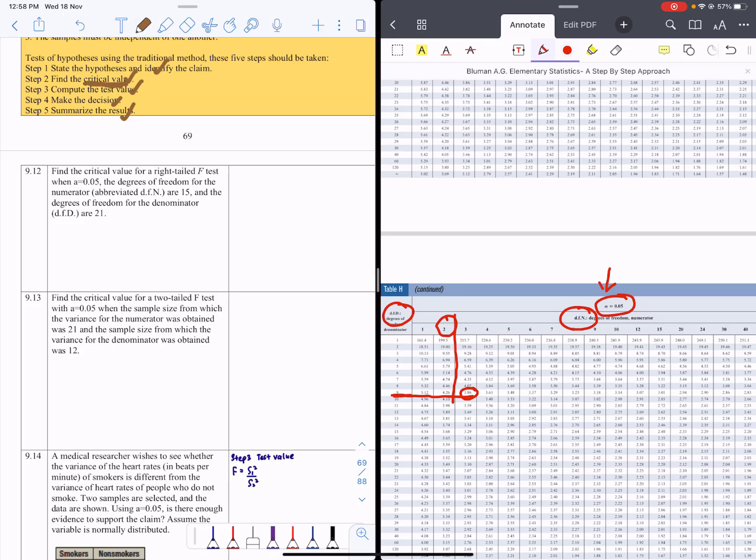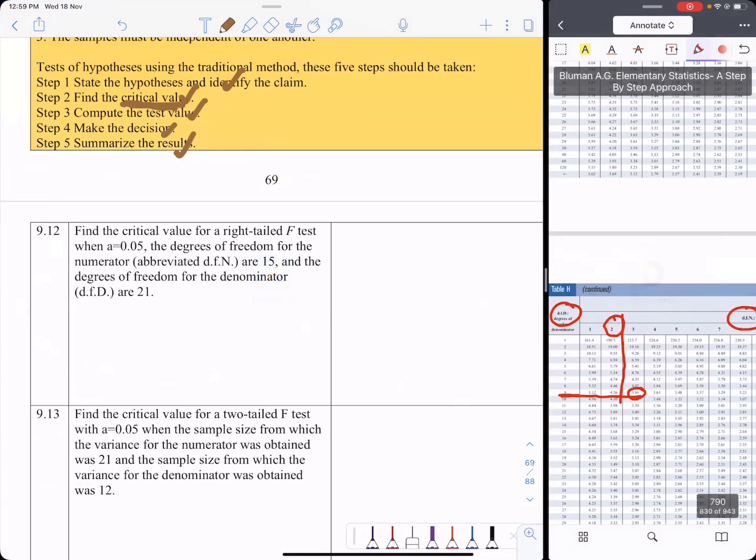Okay, we try to do 9.12. You can also look at page 530, example 9.12. Find the critical value, right tail F test, alpha 0.05. The degrees of freedom for the numerator are 15, denominator 25. This one is very easy because it already gives you the denominator and numerator. Just use the table using the alpha value, then you get the critical value.